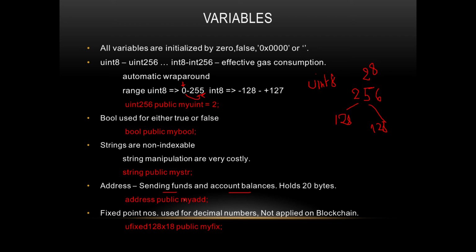Also there is a function dot transfer, which will directly transfer money from the smart contract to this address basically. Now there is also a thing known as fixed point numbers, which are used for decimal numbers. You can see the syntax at the bottom, but it is not fully supported on blockchain, so you won't be able to use it right now in its full efficiency.